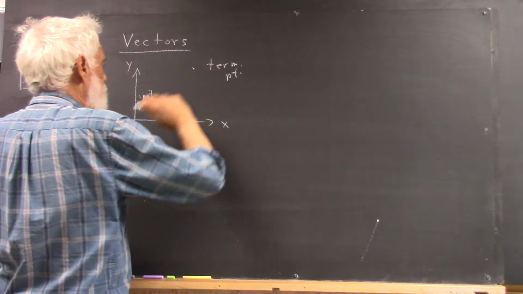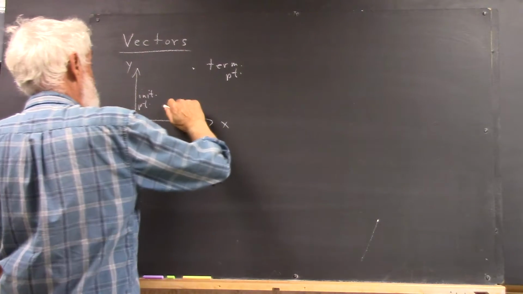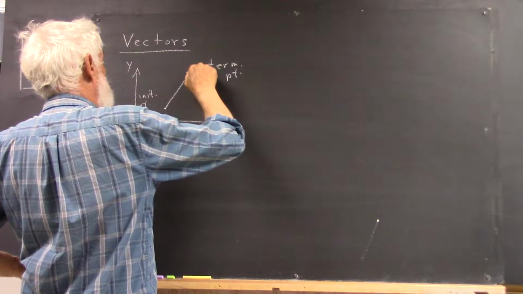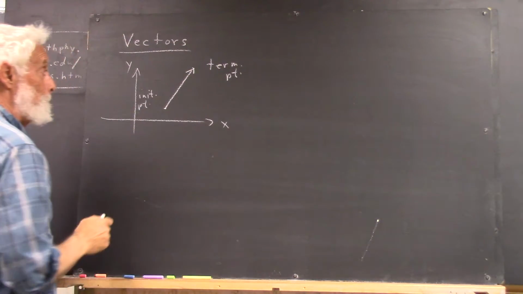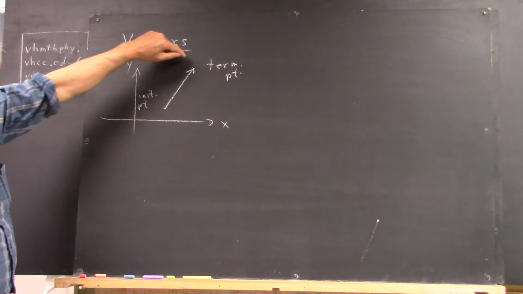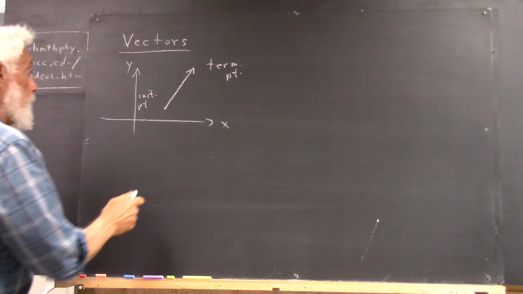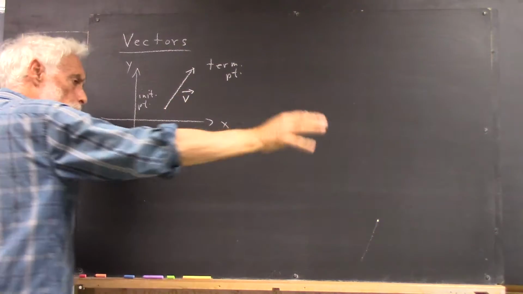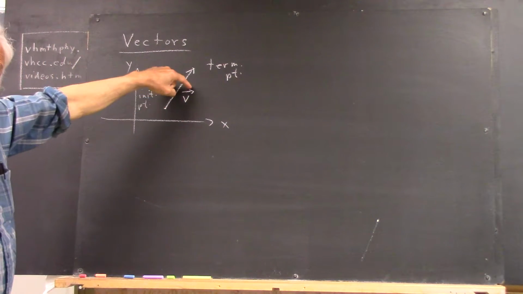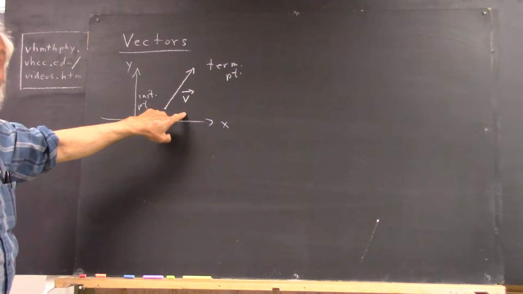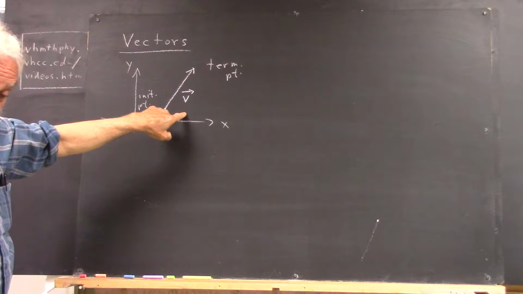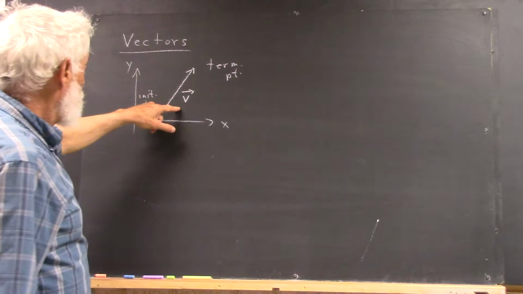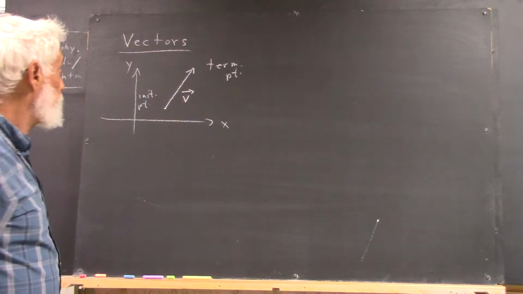I have no idea what that means, but it'll be obvious in a minute. And then I can draw an arrow from the initial point to the terminal point. And this arrow is a vector. And I'm going to call this vector V. And when I write it on paper, I put a little arrow over it. If you see it in print, V would be bold-faced. And there are other possible notations. Okay, so I've got this vector and I'm going to call it V.